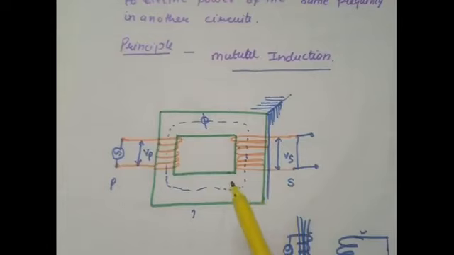Transformers are used to transmit electrical energy over long distances. They can increase the AC voltage supply, and they can also decrease the AC voltage.